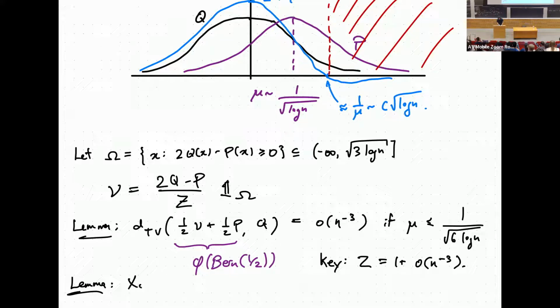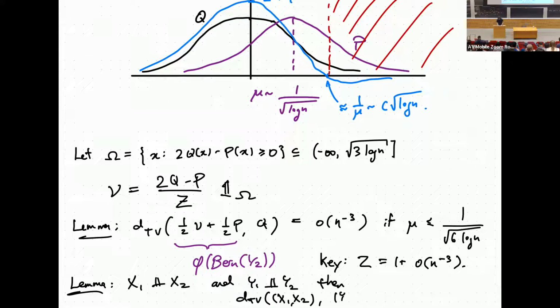And so if x1 is independent of x2, that's what this orthogonal symbol is supposed to denote, and y1 is independent of y2, then, x1, x2, right? So x1, x2, we can consider the total variation to y1, y2, and it turns out that it's less than or equal to the sum of the total variations.